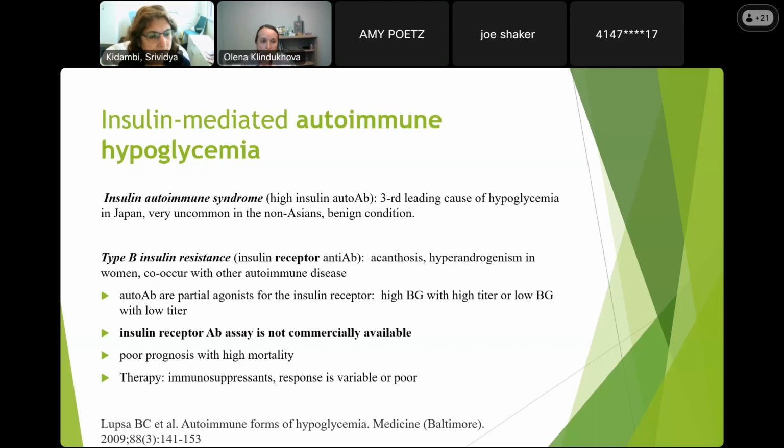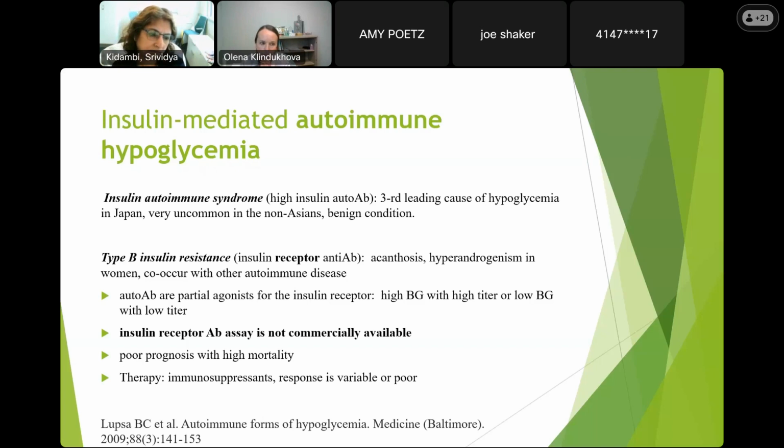Those patients make insulin receptor antibody. So it's antibody to insulin receptor. Those patients present kind of like our insulin resistant kind. So they will have acanthosis, women will have hyperandrogenism, and they typically coexist with autoimmune conditions. The patient that I've had had a prior history of Graves' disease and lupus, and Graves is the one common association with insulin receptor antibody disease.